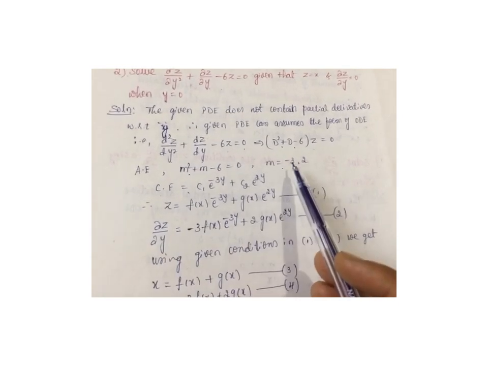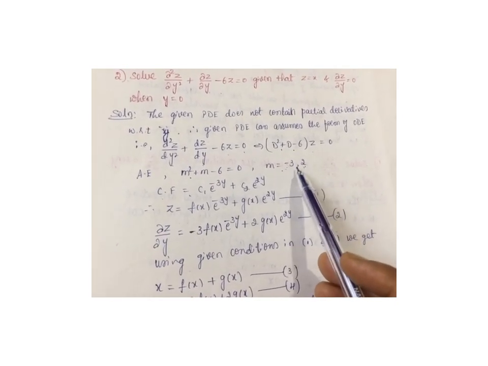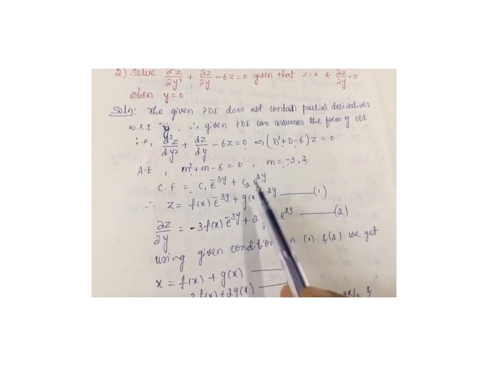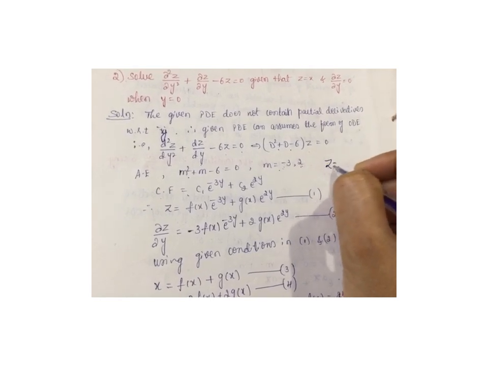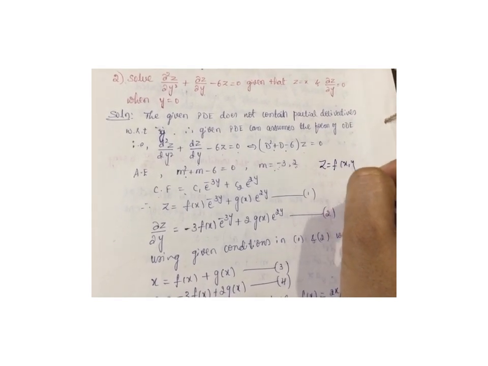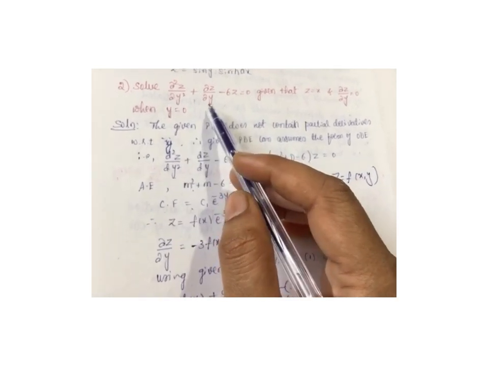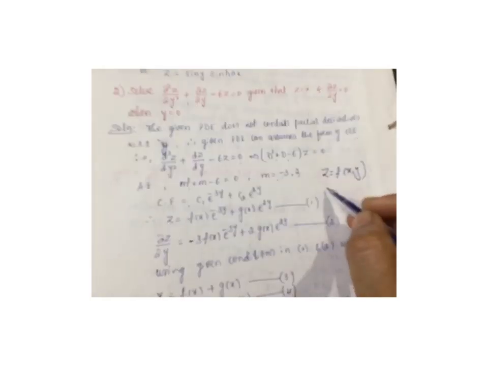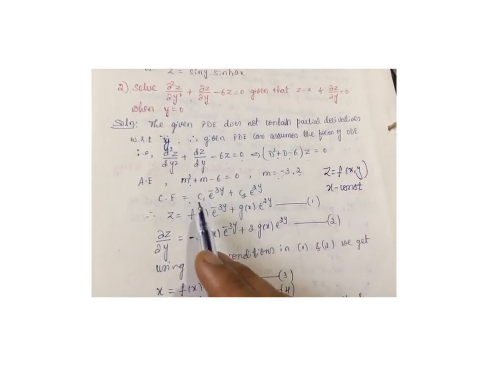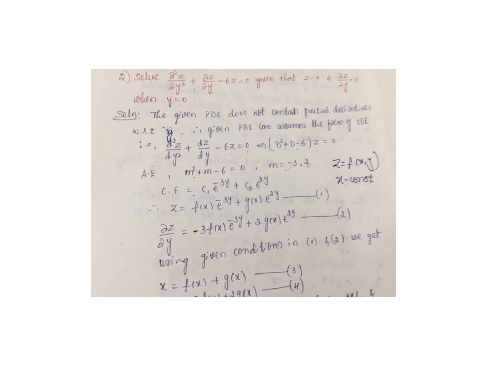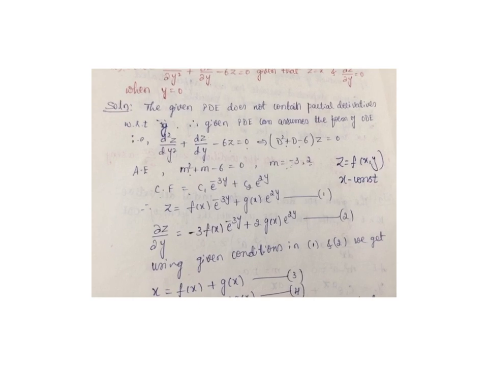So the complementary function is based on the nature of the roots. Minus 3, 2. Real and unequal. C1 e power minus 3y, C2 e power 2y. And here we are treating z as a function of x, y. Since it is given with respect to y, we have to treat x as constant. So therefore, in the place of C1 and C2, we have to change to functions of the variable you are treating as constant, f of x and g of x.